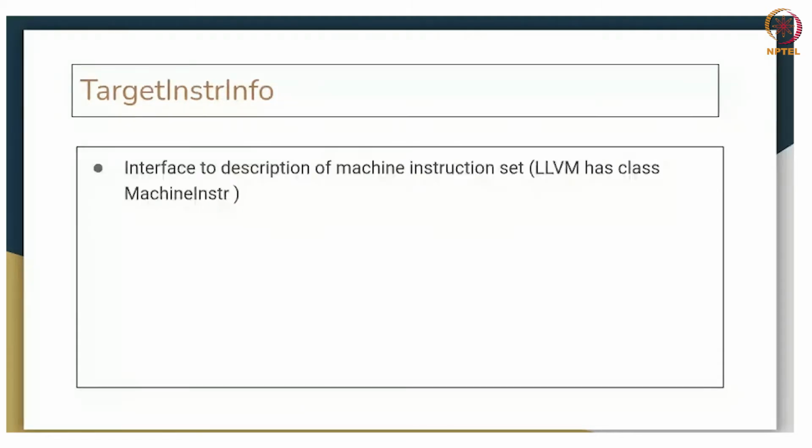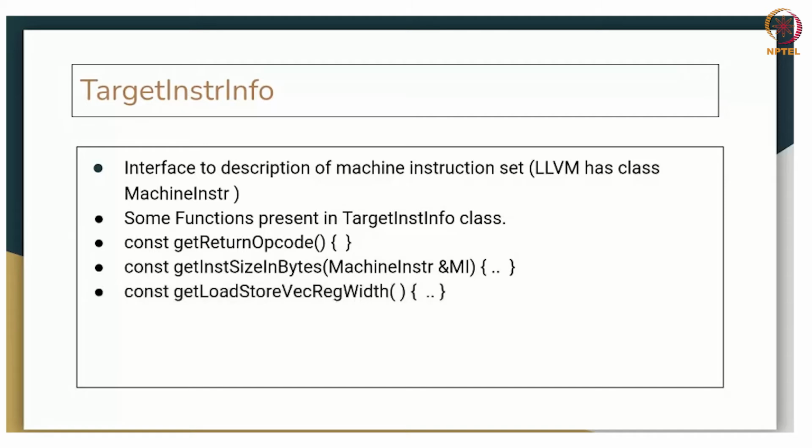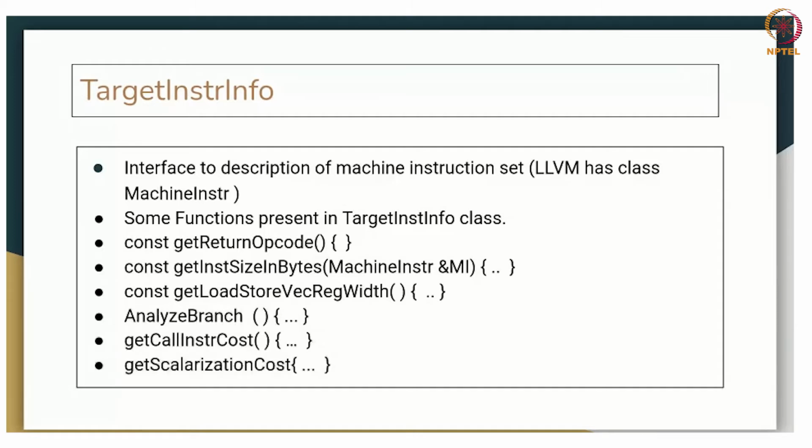And target instruction info is an interface to the description of the machine instruction set. So LLVM has a class MachineInstr. Some functions present in the target instruction info class are listed below, like get opcode, get instruction size in bytes. It takes an argument like a machine instruction, which is a machine instruction class provided in LLVM. Then get load store vector width. So there are so many API functions available in the target instruction info, which need to be filled with the code for that specific target.